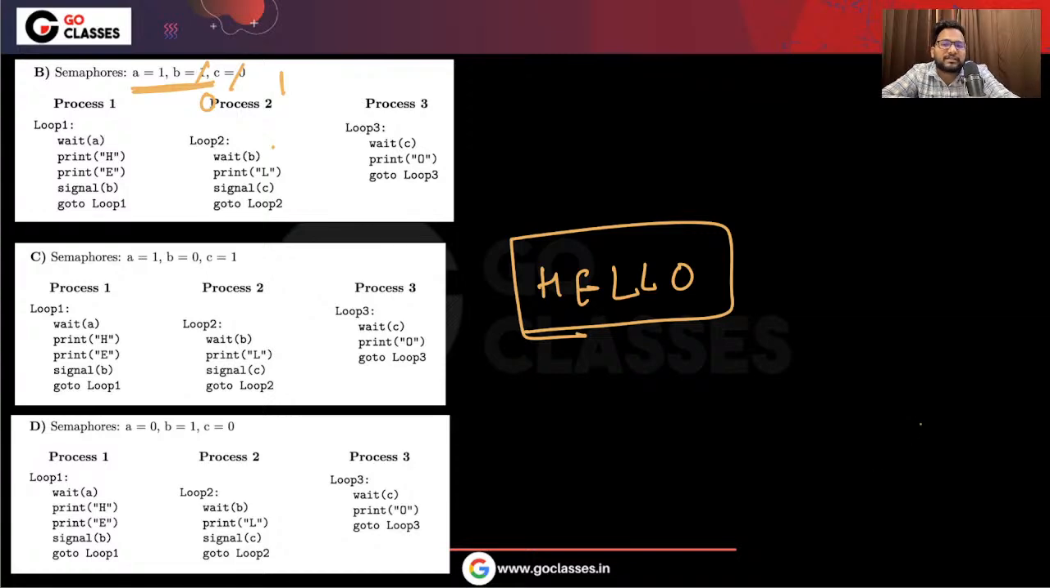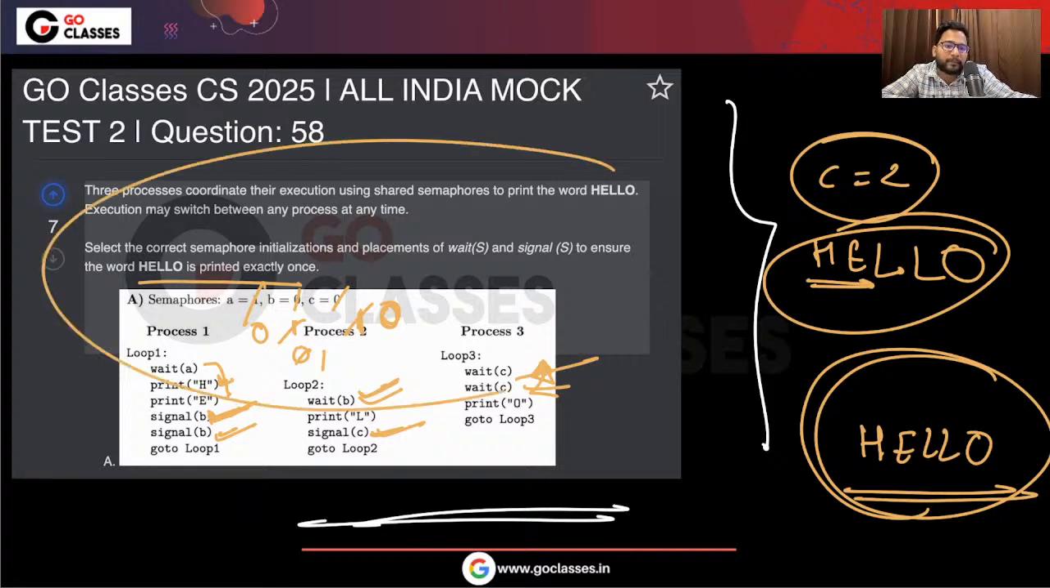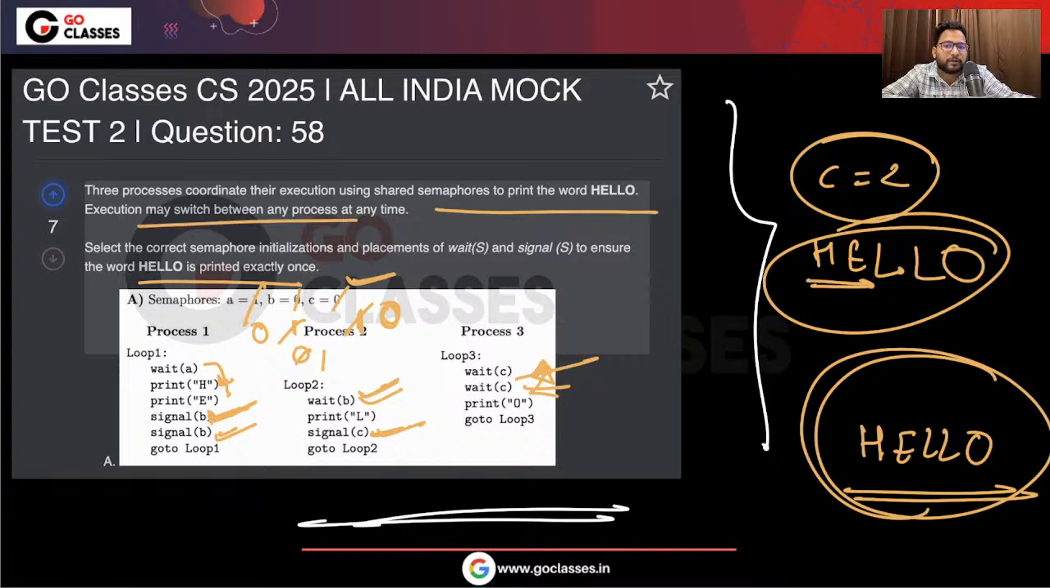Okay, and since this is an MCQ, in this question I will mention that hello should be printed exactly once. So by default it means that there should not be any other print other than hello, but I will mention this also: there should not be any other print other than hello. So to print the word hello, execution may switch between the processes. So actually this was an easy question. Let me know if you have understood this question.